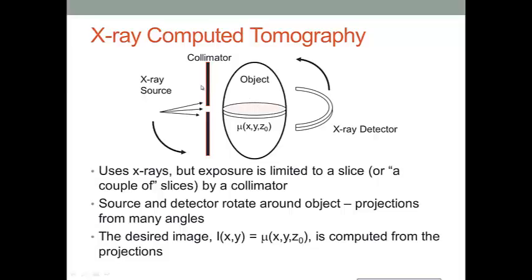One is that the X-ray source can rotate. When you rotate the X-ray source, you create this slice, then as it rotates, it creates another, different slice. That's one way. Another way is to also rotate the X-ray detector. When both the X-ray source and the X-ray detector rotate, you can get a series of slices, not just one slice.